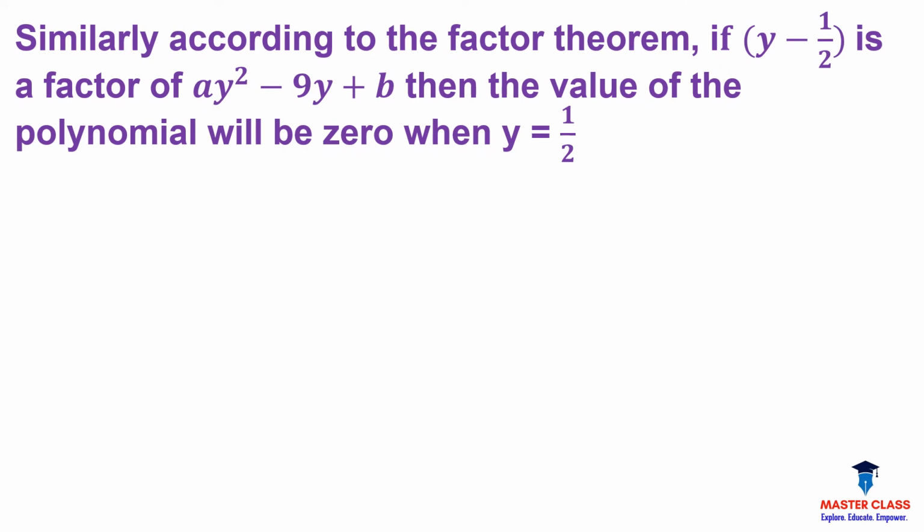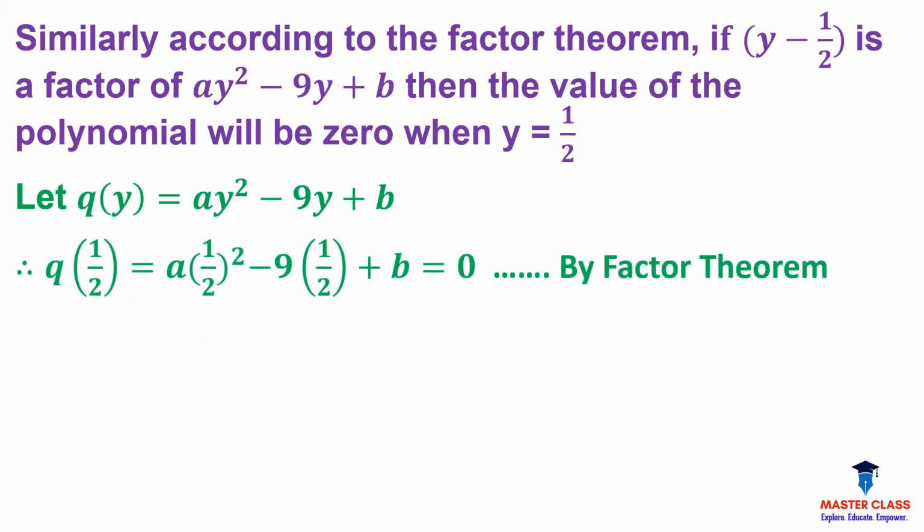Similarly, according to the factor theorem, if y minus 1 upon 2 is a factor of a y squared minus 9y plus b, then the value of the polynomial will be 0 when y is equal to 1 upon 2. Let q of y be equal to a y squared minus 9y plus b. Therefore, q of 1 upon 2 is equal to a into 1 upon 2 the whole square minus 9 into 1 upon 2 plus b, and this is equal to 0 by factor theorem.